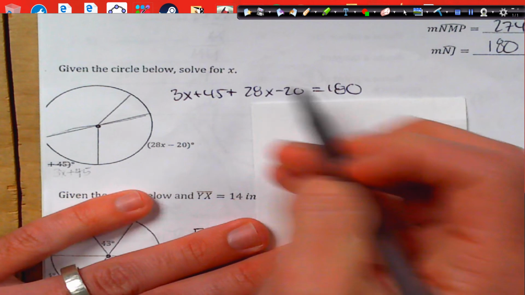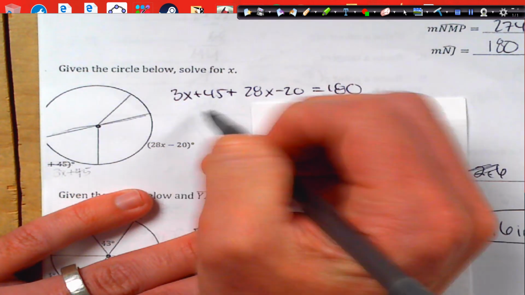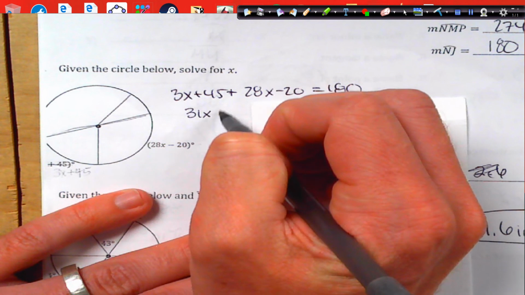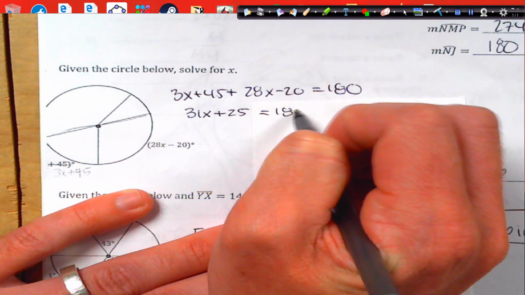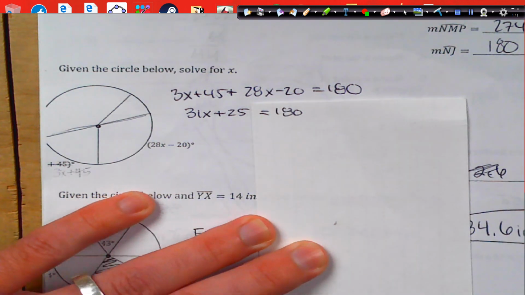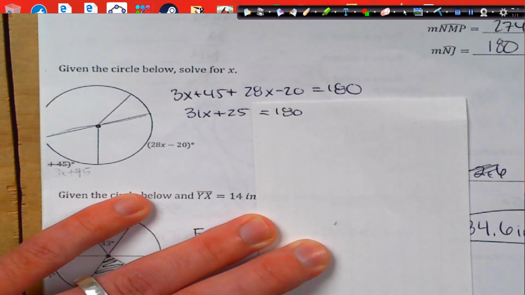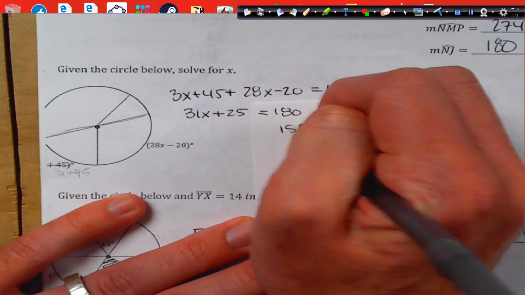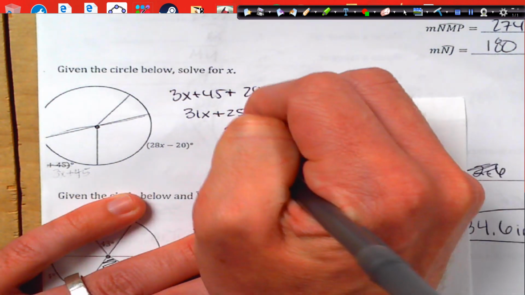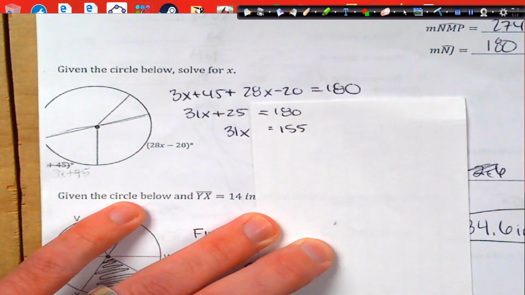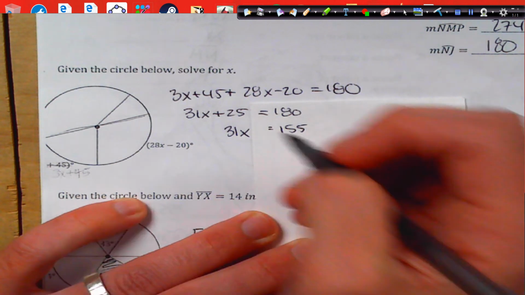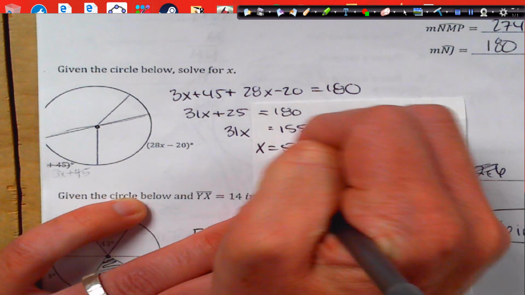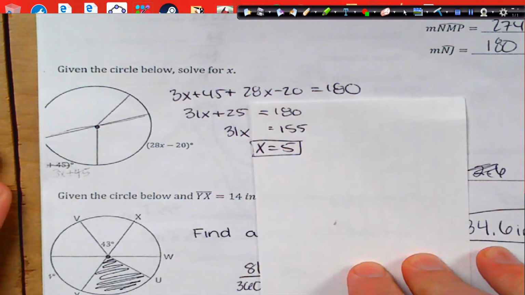And so we'll just combine like terms. We get 28 plus 3 is going to be 31x. 45 minus 20 is going to be plus 25 equals 180. And then subtract 25 from 180, and we're going to get 155. And then divide by 31. So 155 divided by 31, x equals 5. So sorry about that, my bad. And it just asks for x, so nothing tricky about that one.